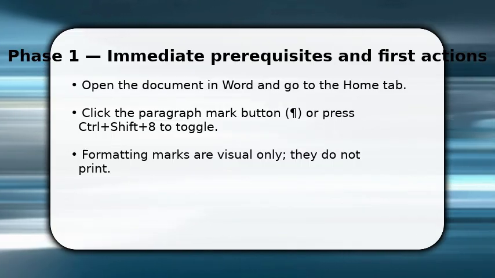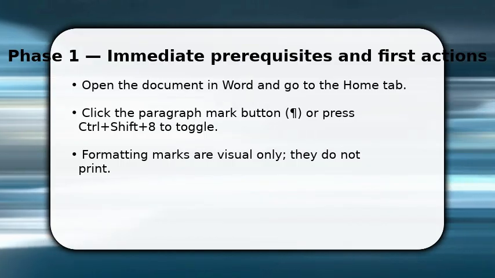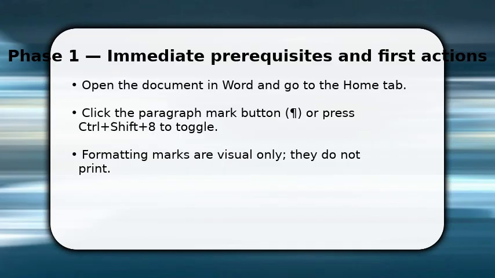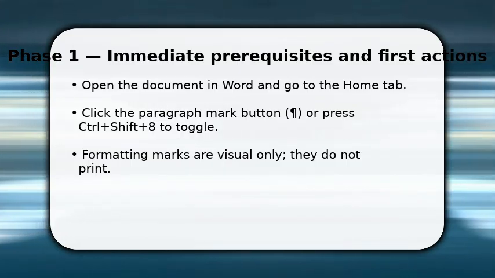You should see spacing, tabs, and paragraph symbols disappear immediately. Once done, make sure to check a few lines so you confirm the visual clutter is gone. These marks are only for display, so hiding them won't alter your text.